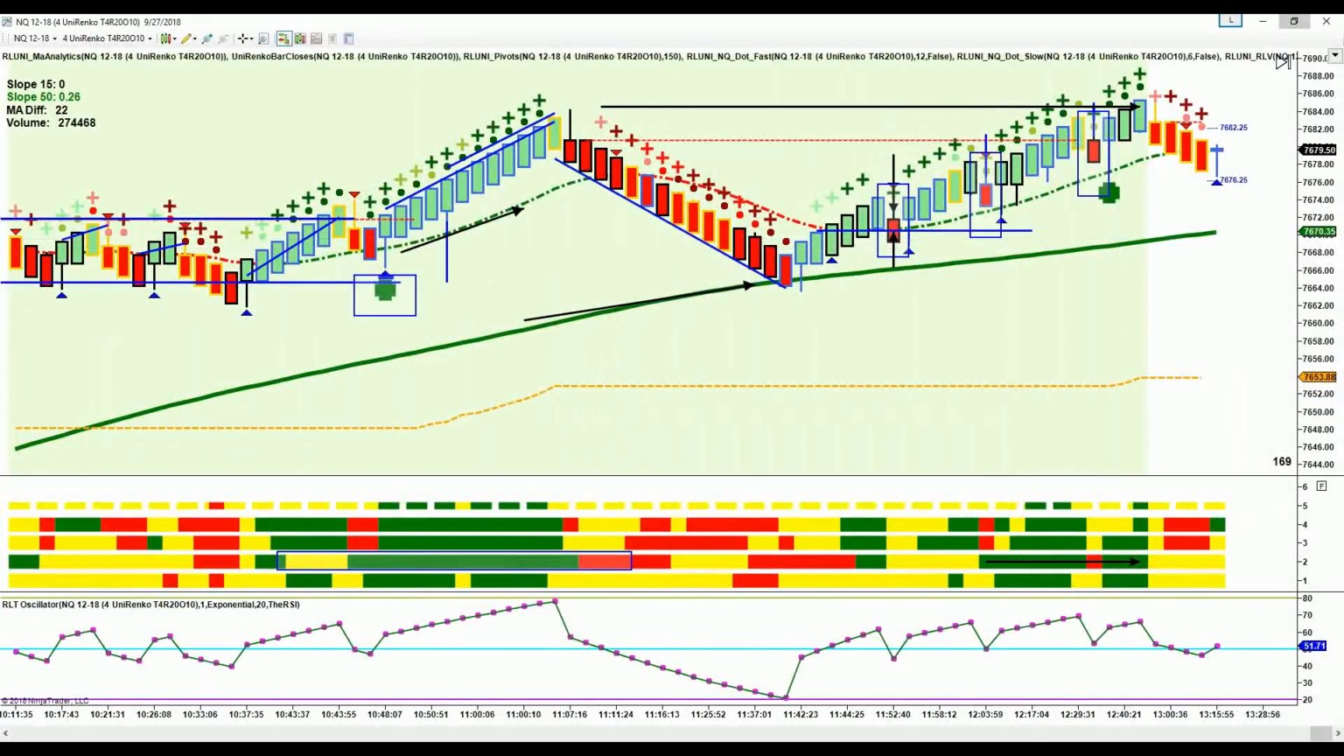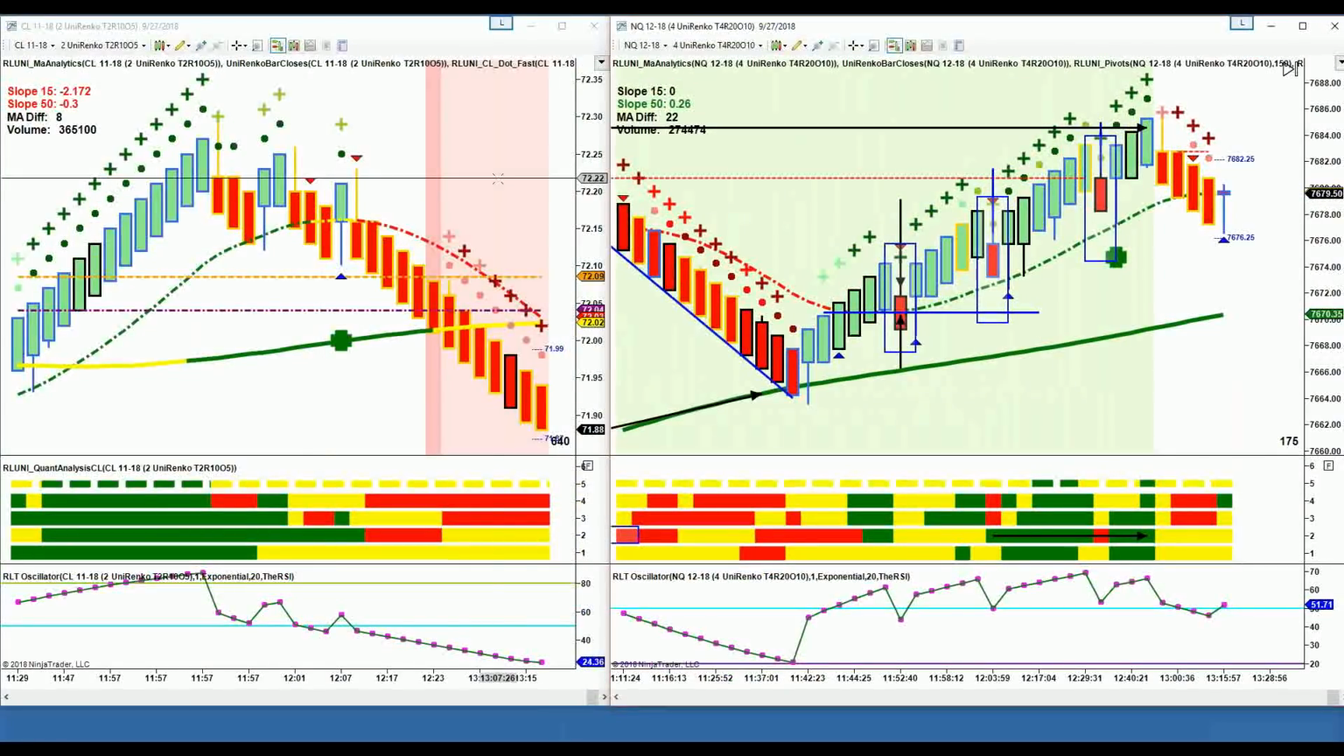Now here's where the market is now. And here's where crude is now. Now, crude is definitely set up for a short trade. I mean, you can see that. And you just don't have the quant here, which is a shame.